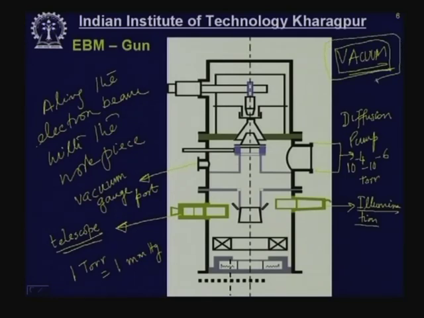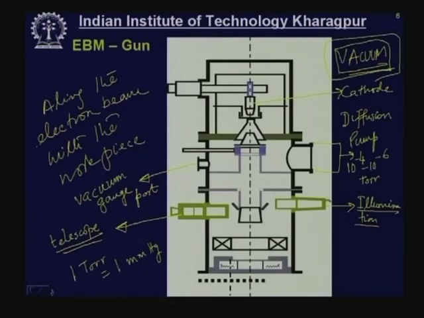Why are they operated under vacuum? If they are not operated under vacuum, first and foremost, from the cathode, if you remember this is my cathode, we would not have thermionic emission. And even if we have thermionic emission, those electrons will collide with the air molecules and would not be accelerated to that extent. There would be too many collisions with air molecules and they will lose their energy. That is the reason electron beam guns, or electron beam machining as such, is carried out under vacuum.